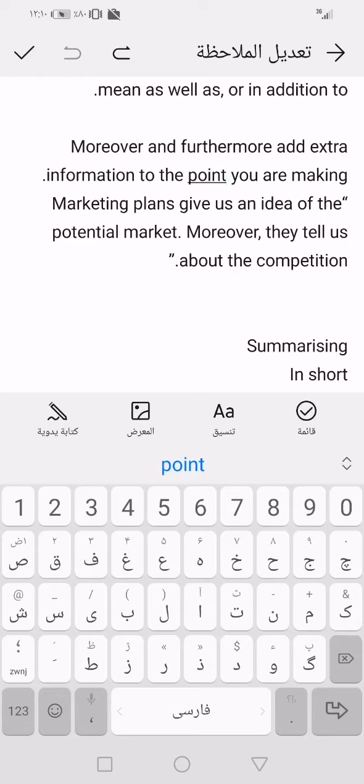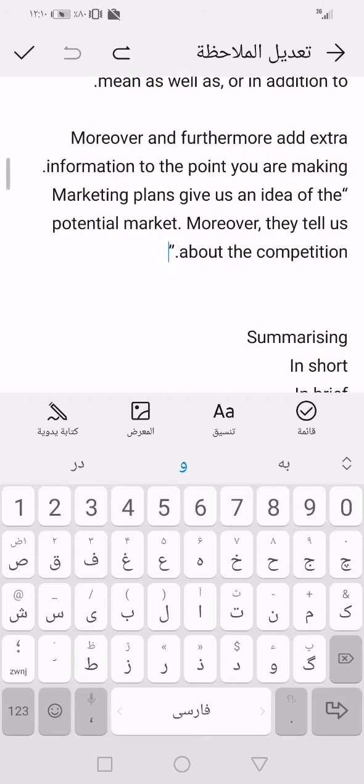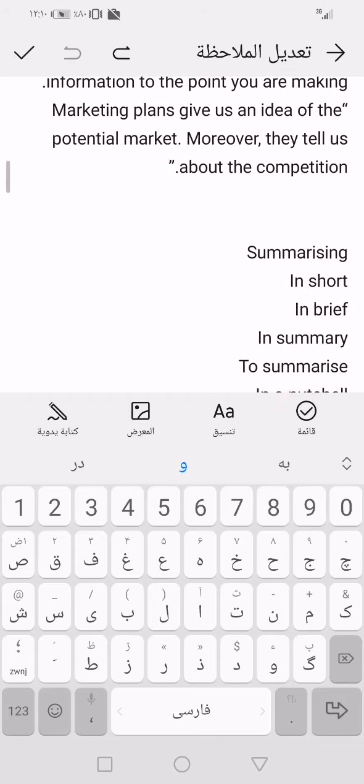الخطط التسويقية تعطينا أفكار عن potential market، خلينا نقول الماركتات الافتراضية. Moreover بالإضافة إلى they tell us about the competition يعني ينطونا معلومات عن المنافسة.